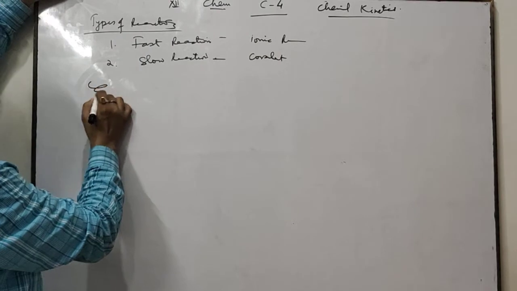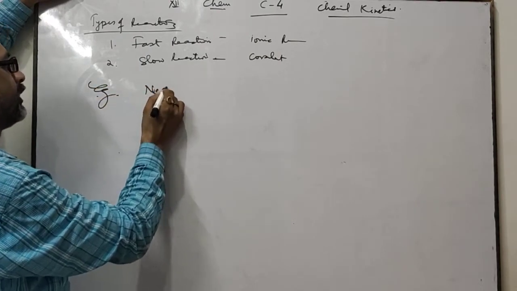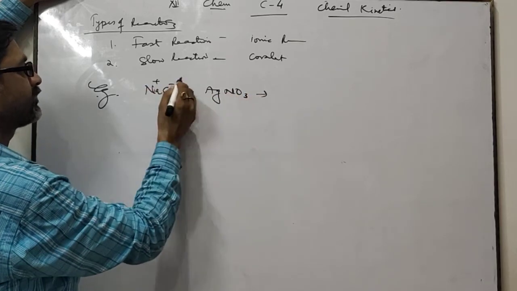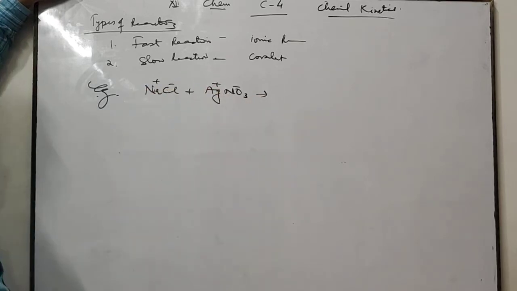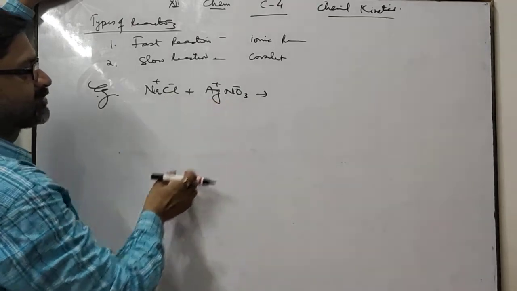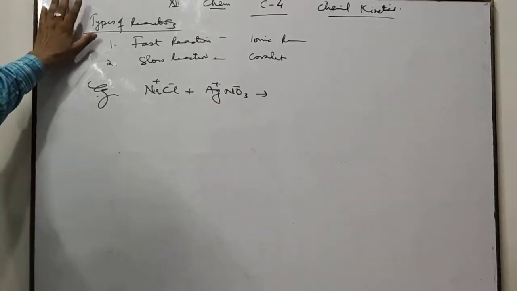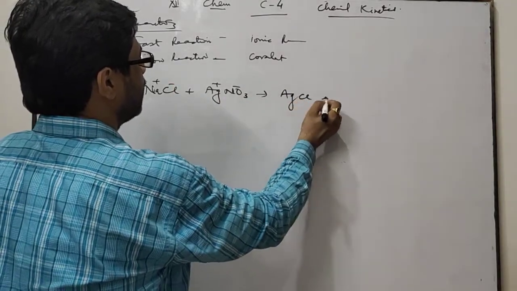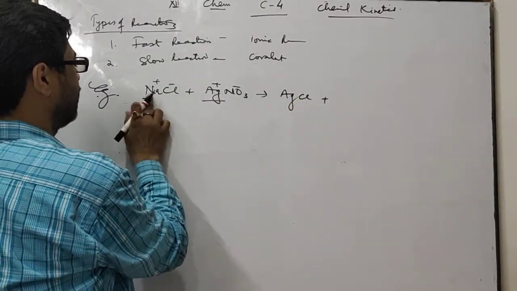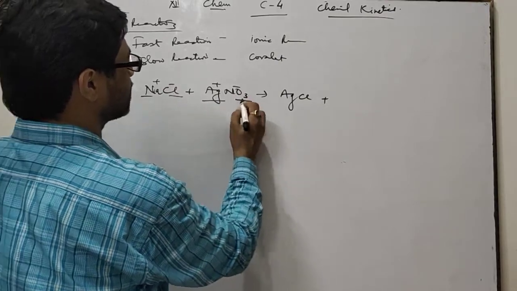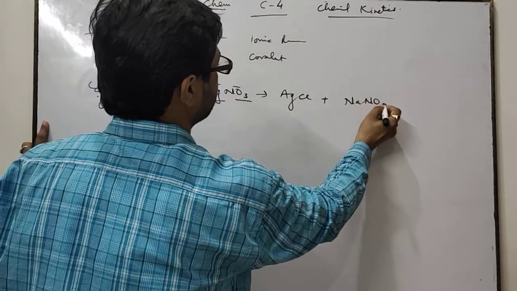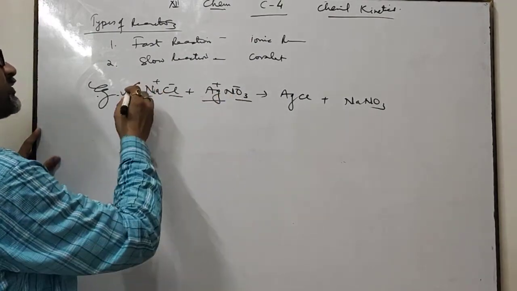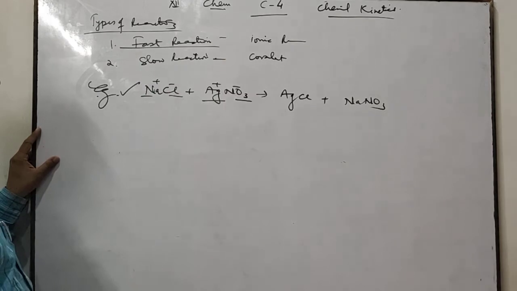For example, when NaCl is added to AgNO3, that one is an ionic compound. When we add NaCl with AgNO3, then within a second they react together and form AgCl, and Na combines with this NO3 and forms NaNO3. That one is an ionic reaction and that is a very fast reaction.